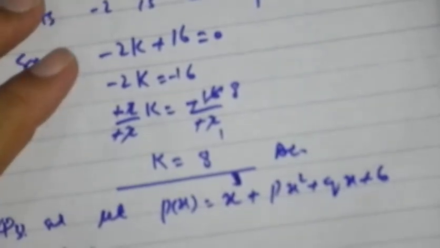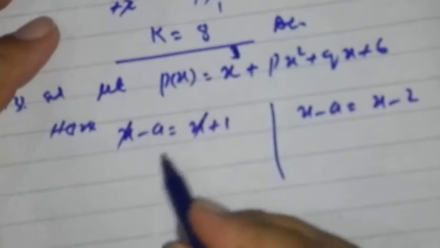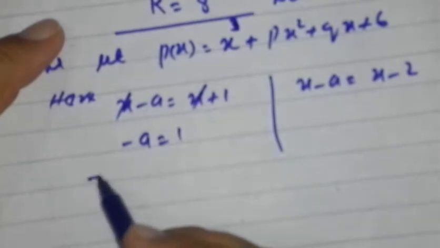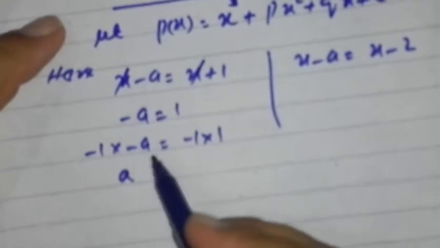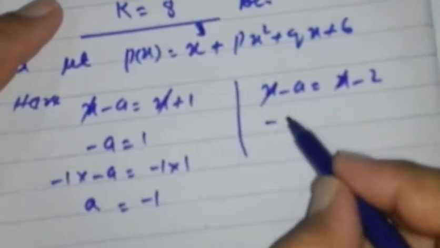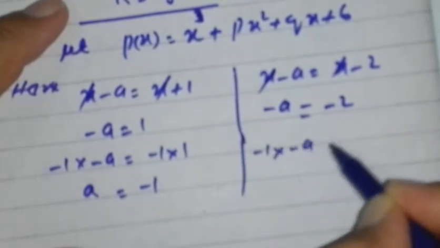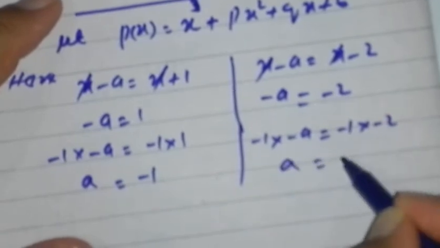So here x minus a equals x plus 1 and x minus a equals x minus 2. This x cancels with this x. We get minus a equals 1. Multiply both sides by minus 1, so it remains a, and here we get minus 1. Similarly, this x cancels with this. We get minus a equals minus 2. Multiply both sides by minus 1. Here we get a, and here we get 2.